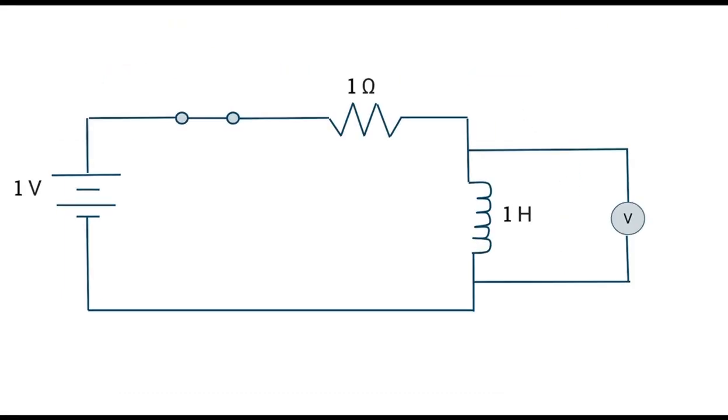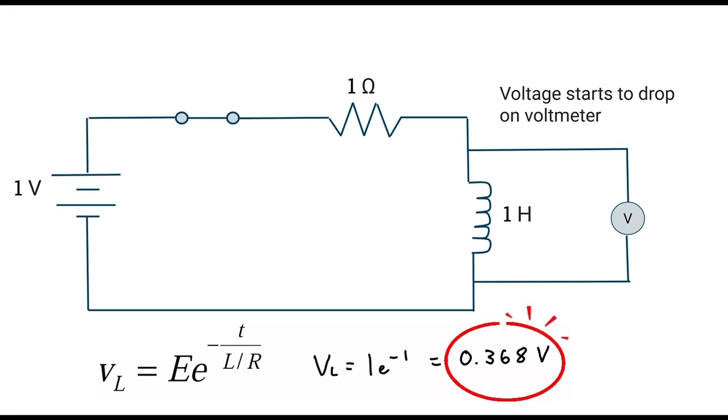Due to the inductor not producing as much back EMF, the voltage across the voltmeter starts to drop. After one time constant, it is going to drop down to 0.368 volts. This can be calculated using the equation below.